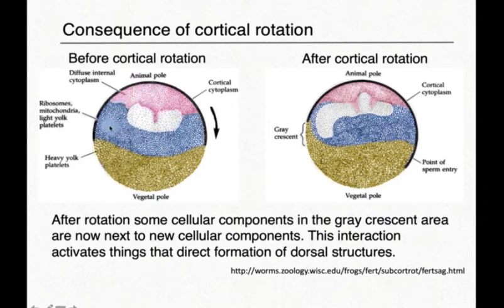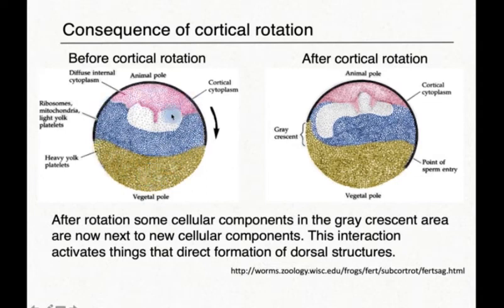Below that you have a denser layer of cytoplasm, with heavier things like mitochondria and lighter yolk platelets. These are just little membrane-bound sacs of yolk. Yolk is just generic protein that will be used as sort of raw materials for the egg to grow and turn into an embryo. So you have these yolk platelets that are lighter, and then there are heavier yolk platelets which are more dense. So you have this density gradient of material inside the egg.